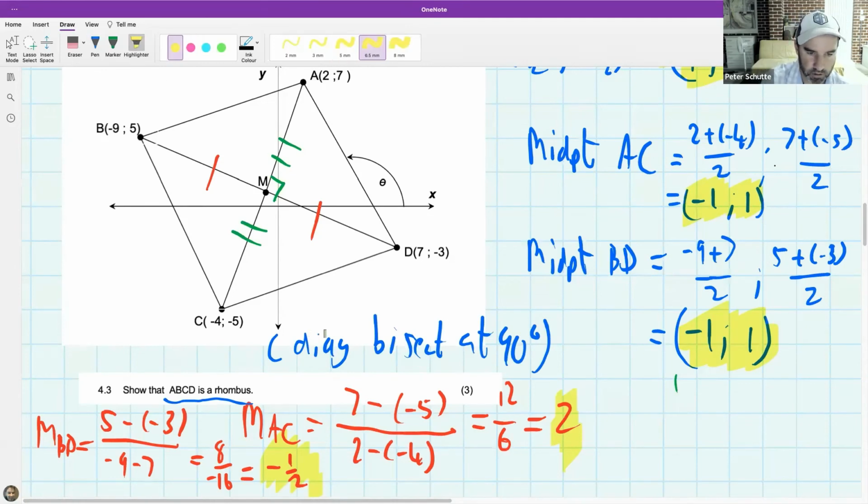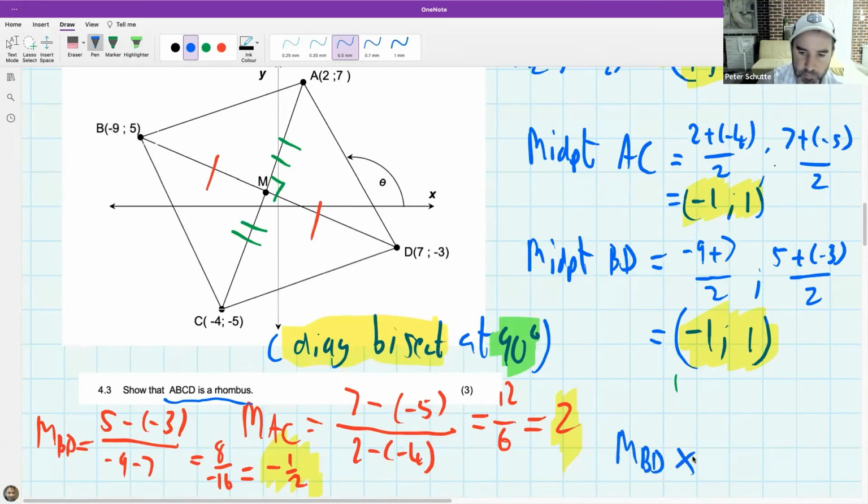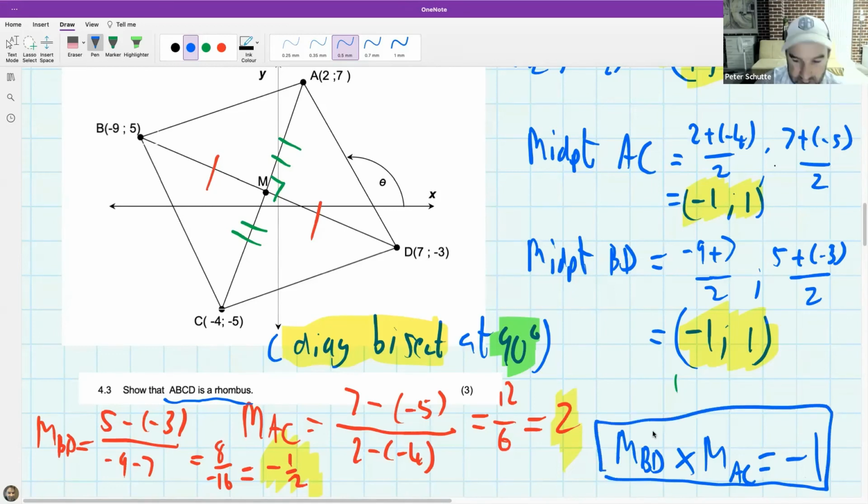The bisect part comes from the common midpoints in yellow, and then at 90 degrees, actually what I should write, I'm being a little bit naughty, is the evidence here: MBD times M of AC. When you multiply them together, you get -1. Now, actually, guys, there is an extra mark for writing that down. Then after you've written down that evidence, you can then say this thing is a rhombus. And then the final reason is this thing over here, the diagonals are bisecting at 90.